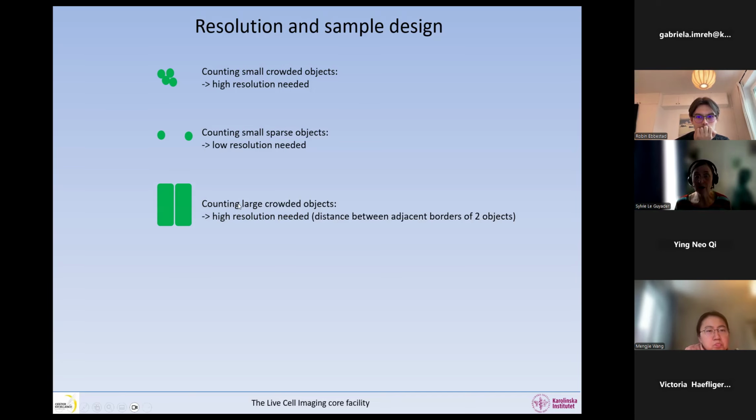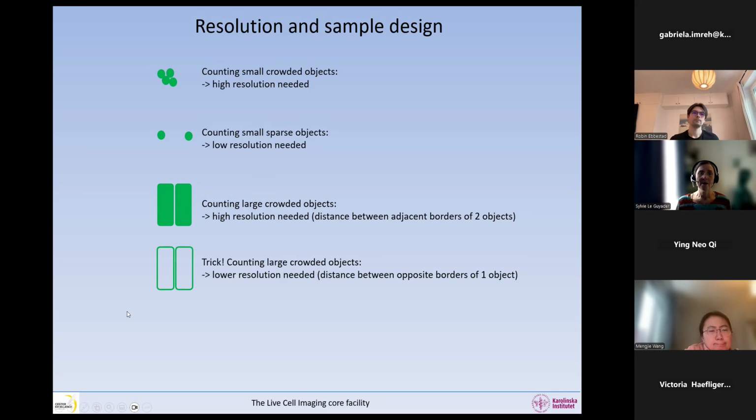If you want to count the nuclei, for example, and you label them with DAPI, you need a really high resolution, because what matters here is the distance between the nuclei, the two adjacent borders of two nuclei. So you can use a trick here and say, instead of labeling with DAPI, I'm going to use something that labels the nuclear membrane, and I'm going to have this big empty space in between. And so now what you need to be able to resolve to count your nuclei is really the distance between one side of the nucleus to the next side of the nucleus, which is much larger than the distance between the nuclei.